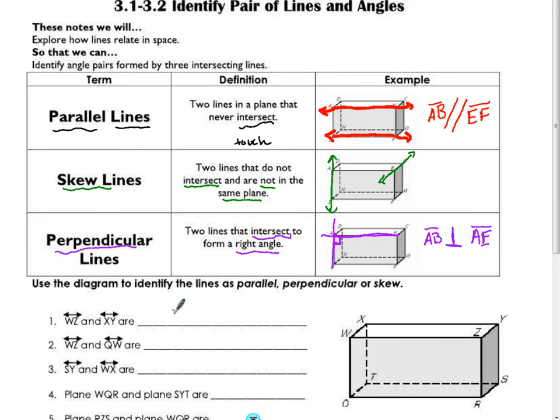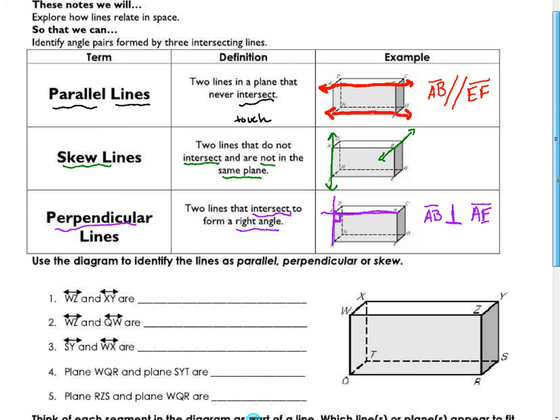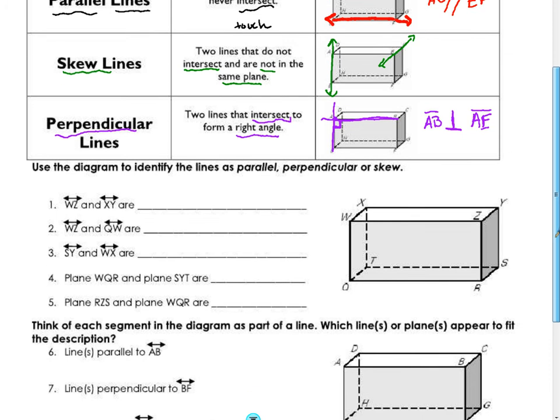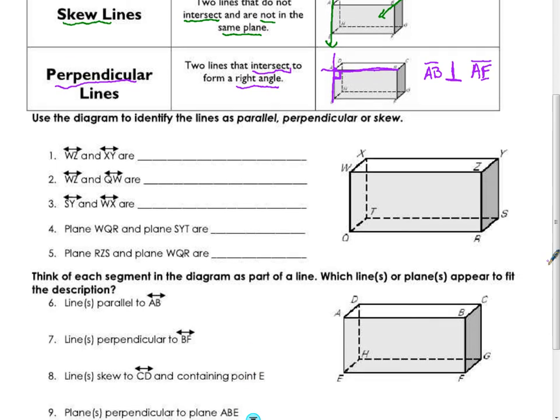Let's go ahead now and do some practice problems and see if we can identify these relationships using a different tissue box or rectangular prism. Feel free any time, if you feel like you're understanding the lesson and you get it, to pause the video, try the example problems, and then speed me forward and see how you did.